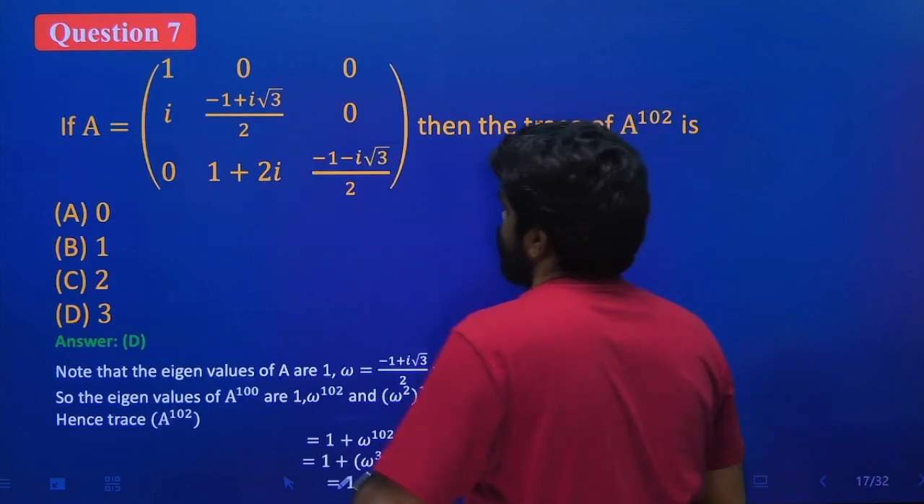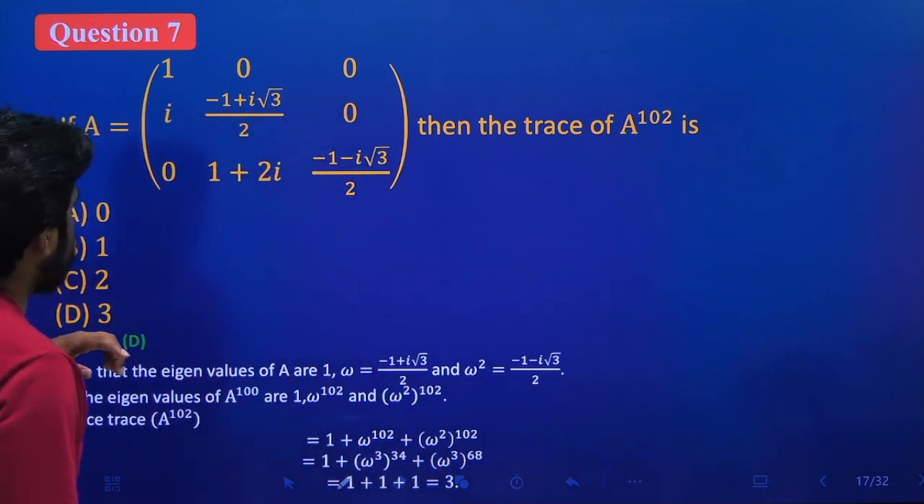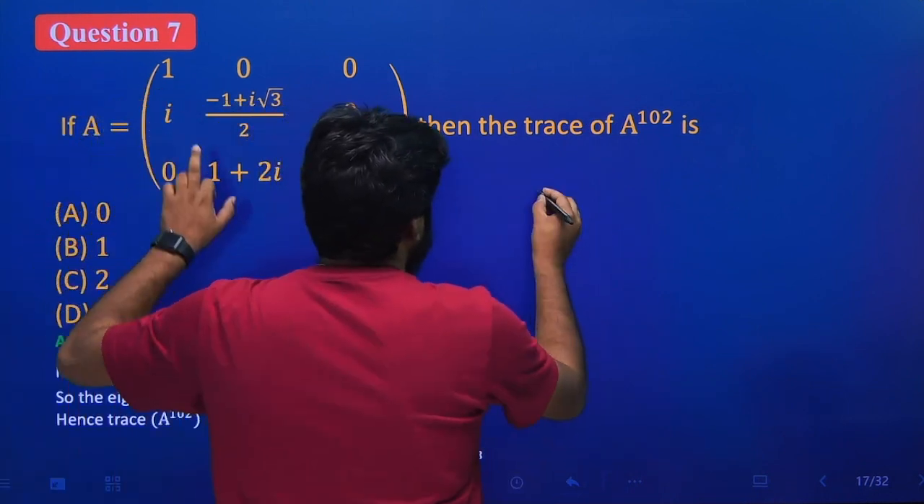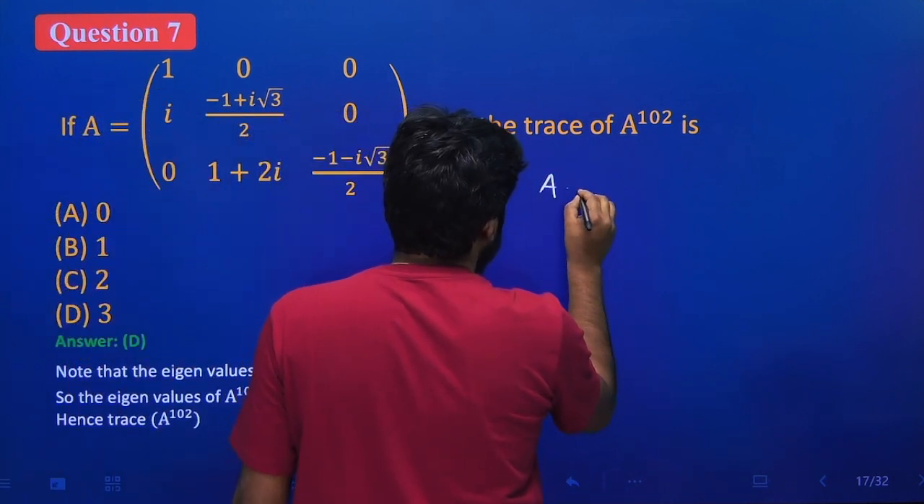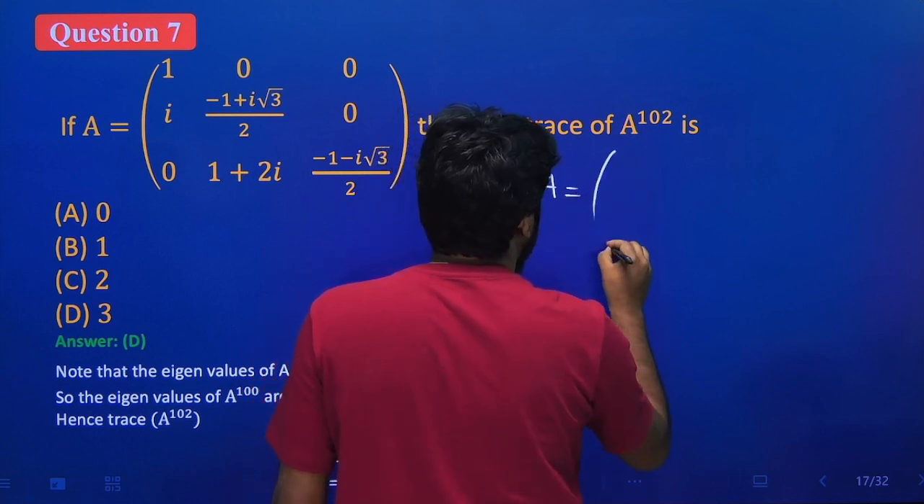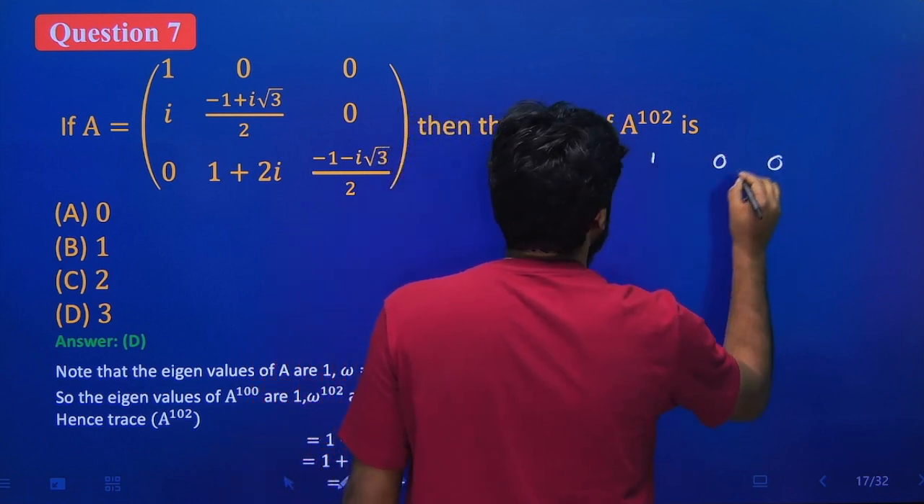Next, just see what is given here. Here it is given that A is equal to 1, 0, 0, right?